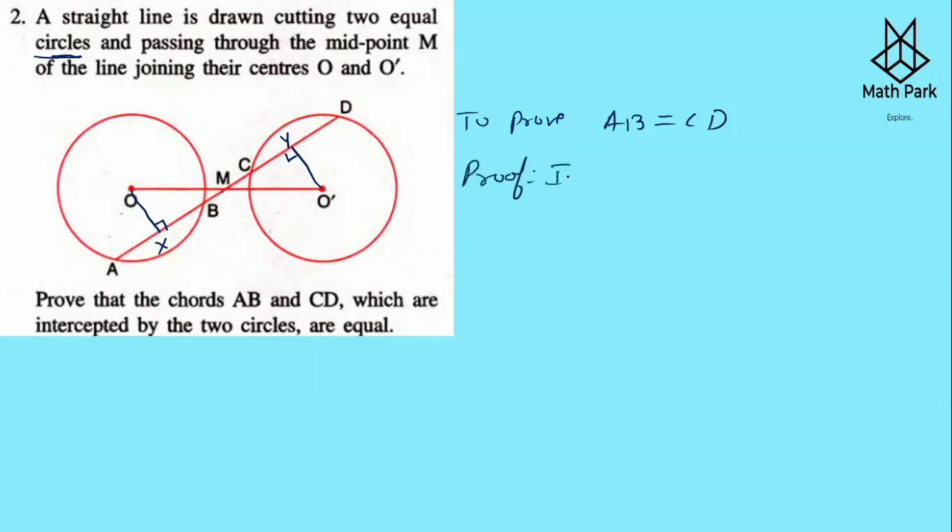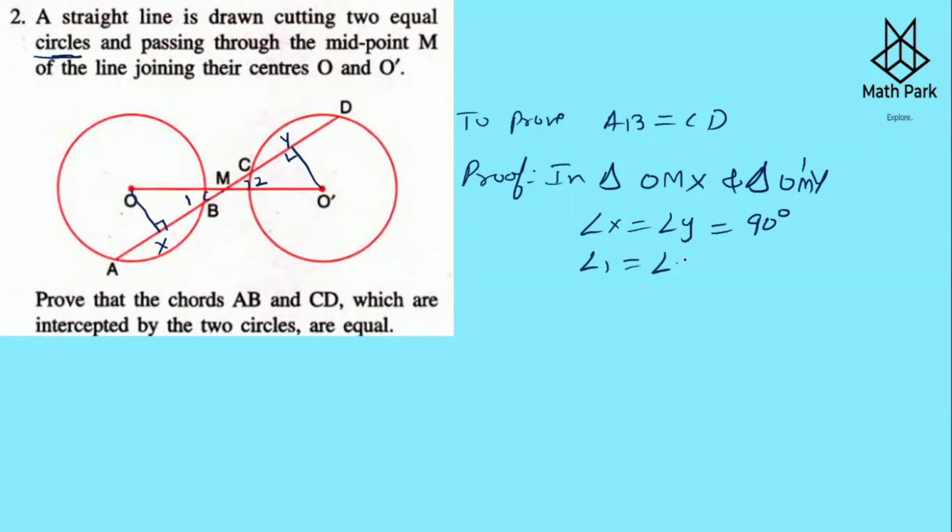So we have in triangle OMX and triangle O dash MY. Let us take this M in between so that the correspondence is very important when we are proving triangles congruent. So we have angle X and angle Y are 90 degrees. So angle X is equal to angle Y is equal to 90 degrees each. And then let us take this angle 1 and 2. You can number the angles instead of writing the complete name. So angle 1 is equal to angle 2, these are vertically opposite angles.